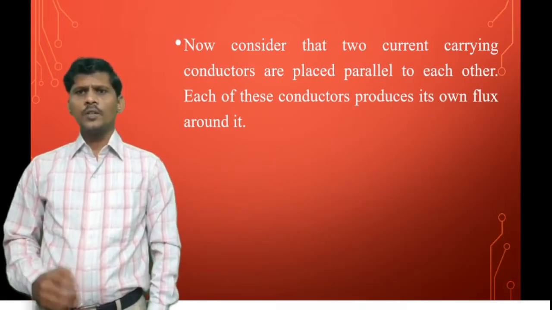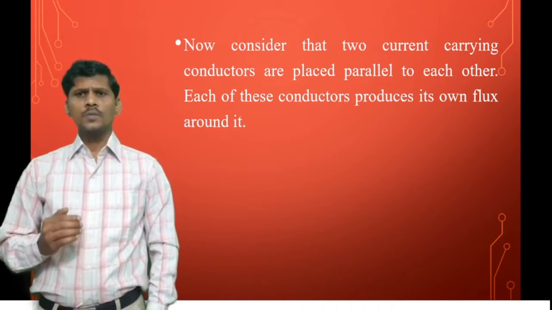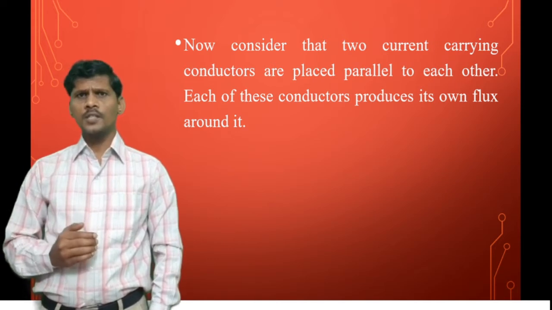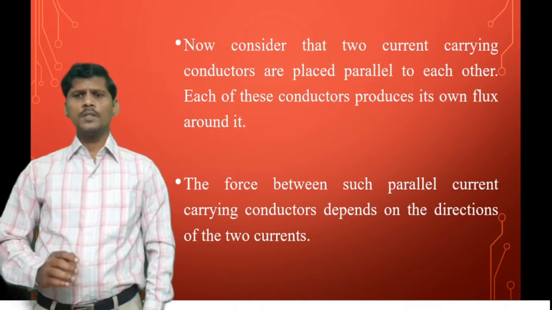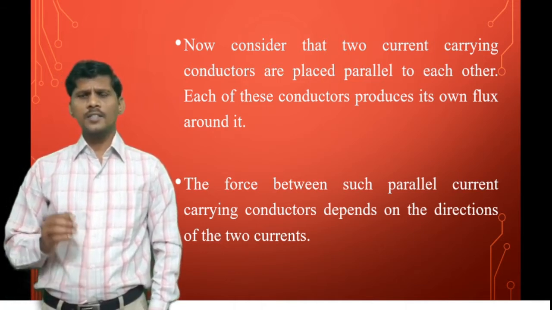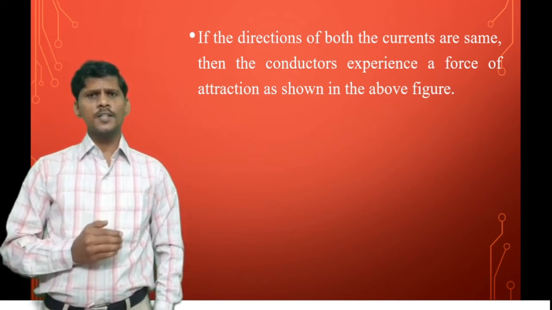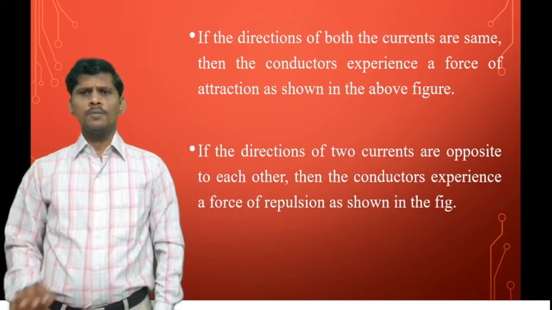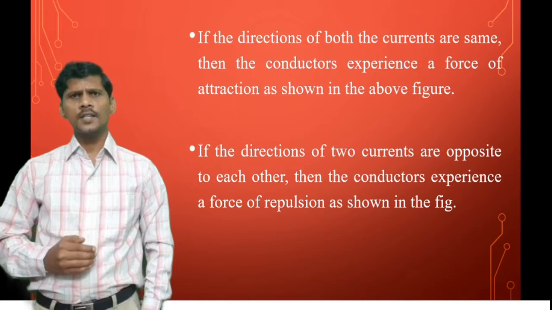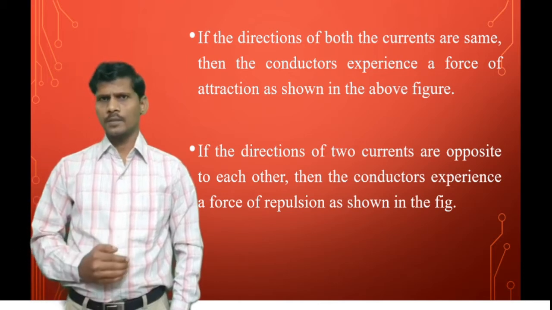Now consider two current carrying conductors placed parallel to each other. Each of these conductors produces its own flux around it. The force between such parallel conductors depends on the direction of the current. If the directions of both currents are the same, the conductors experience a force of attraction, as shown in the figure. If the directions of the two currents are opposite to each other, the conductors experience a force of repulsion, as shown in the figure.